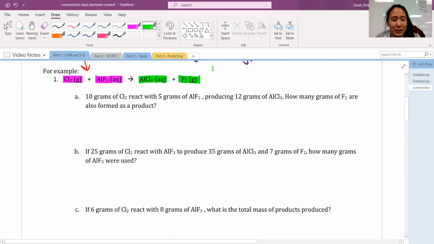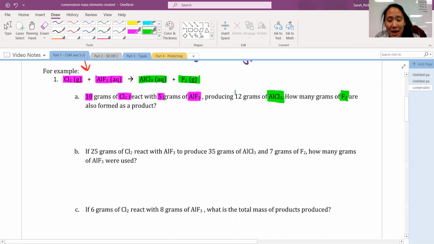And so now let's read the question. It says 10 grams of chlorine, and we see how this chlorine should be in purple or pink here because it's before the arrow. And it says it reacts with 5 grams of aluminum fluoride. This is also before the arrow, so this is also a reactant. It produces 12 grams of aluminum chloride, which is a product, so I'm going to color it green. It asks how many grams of fluorine are also formed as a product. So basically, you're going to match these numbers and pieces of information, this 10 and 5, and this 12, and then we have a missing number here with this chemical reaction.